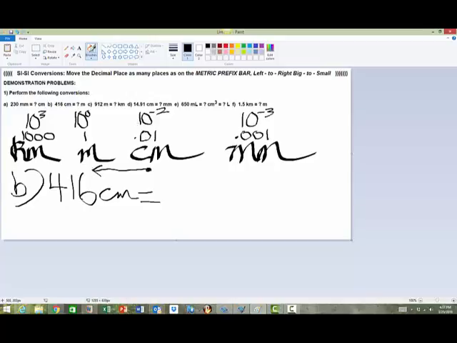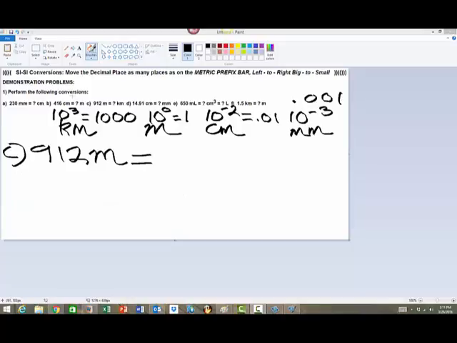So how many places? Centimeters 10 to the minus 2 or 1/100th, whereas meters 10 to the 0 or 1. That's 2 powers of 10, orders of magnitude to the left. And so to go from centimeters to meters, we move the decimal place 2 places to the left. Therefore, 416 centimeters is 4.16 meters.